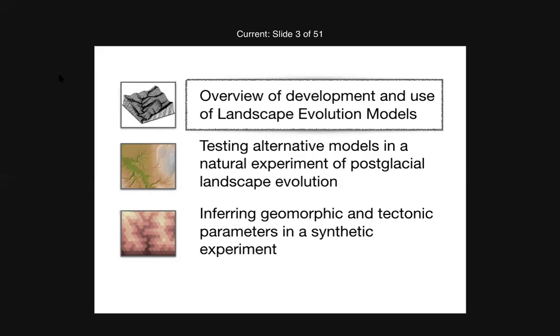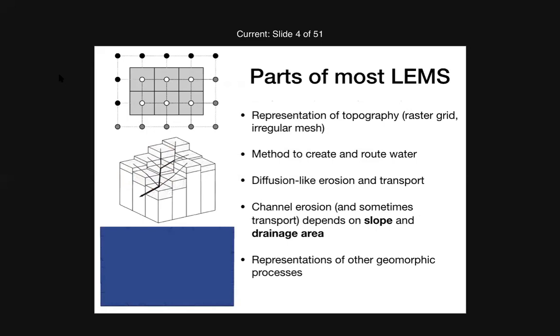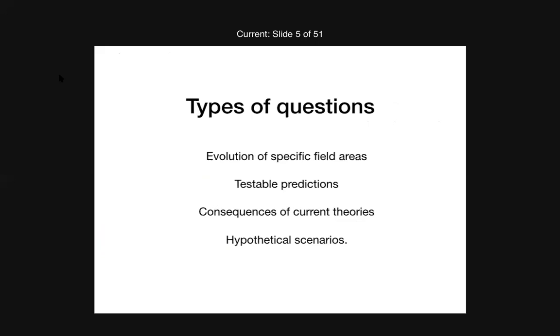So to begin, I want to describe the core elements of most landscape evolution models. These include a representation of topography, methods to create and route water, typically diffusion-like erosion and transport, and channel erosion and sometimes transport that depends on slope and drainage area. Additionally, many other processes may be represented, like the generation of soil or vegetation. Landscape evolution models have been used for many applications, including developing insight into the evolution of specific field areas, creating testable predictions of landform development, demonstrating the consequences of our current theories for geomorphic processes, and sparking our imagination through hypothetical scenarios, somewhat like the example we were just discussing: what would the Olympic Mountains look like under different seismic scenarios.